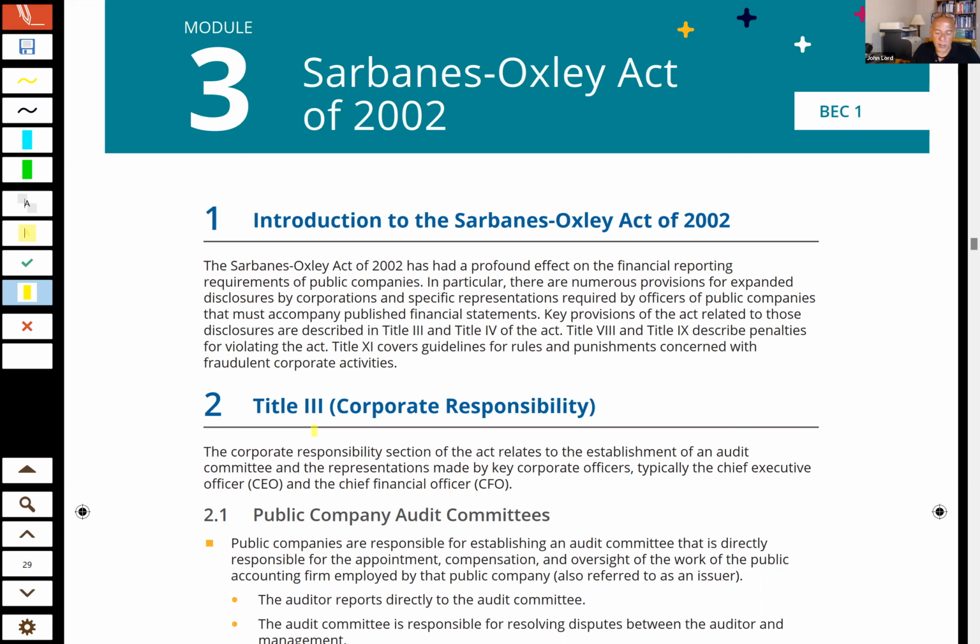But in 2002, they passed Sarbanes-Oxley. Sarbanes was a senator, a Democrat. Oxley was the House member, a Republican. They got together to help pass the Sarbanes-Oxley Act.